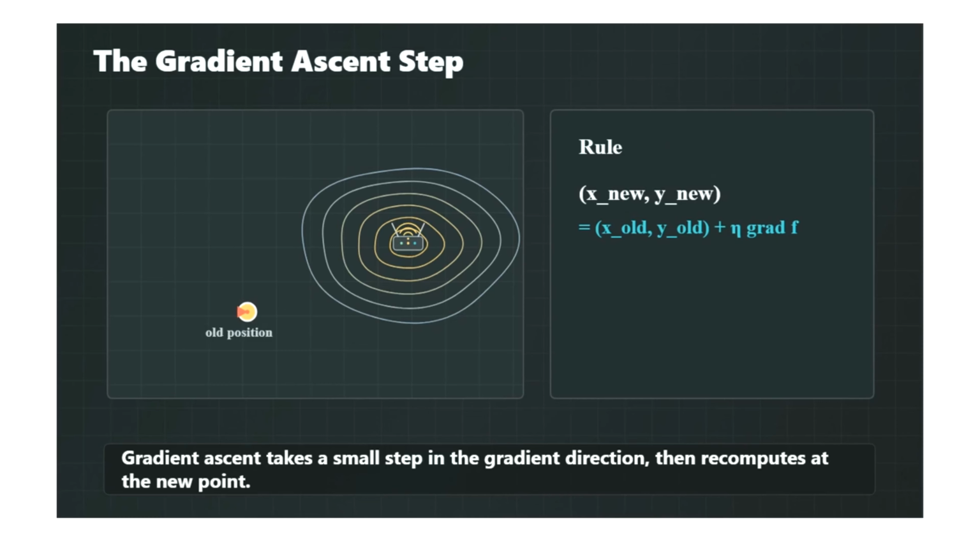Gradient ascent uses this rule. New position equals old position plus step size times the gradient. The step size controls how far we move. We do not jump all the way. We take a small step, because the best direction can change after we move.